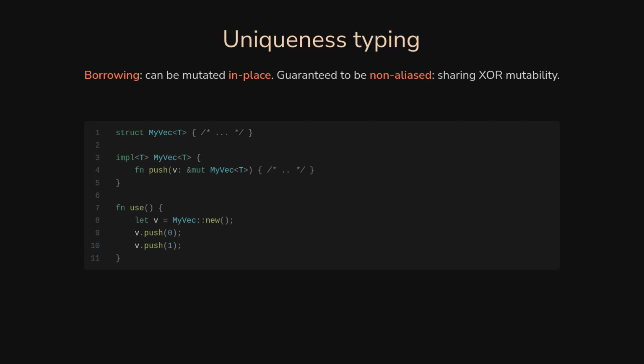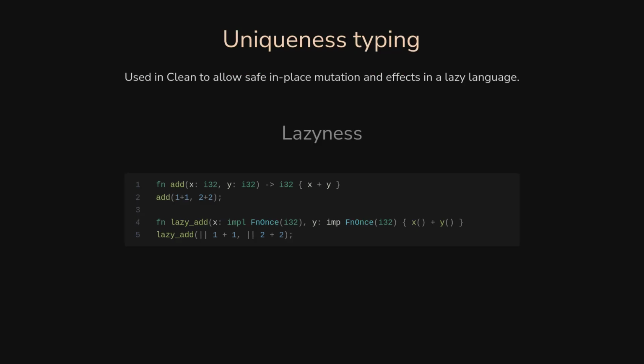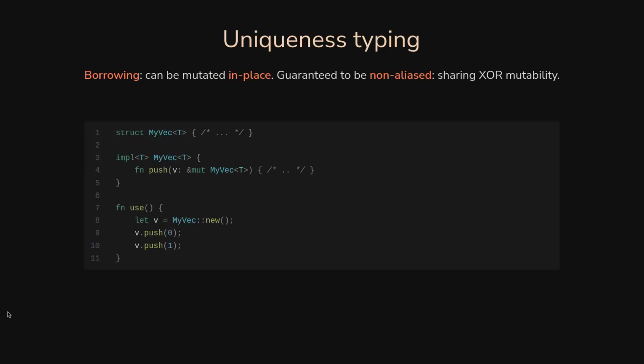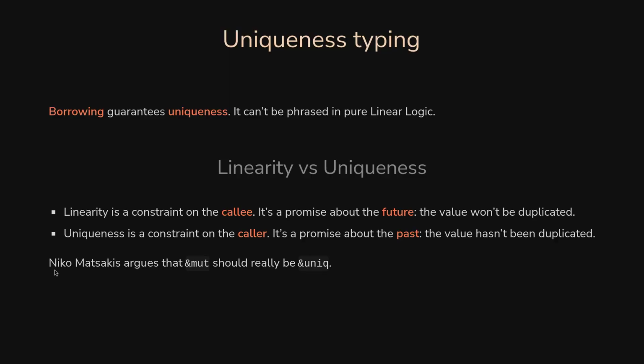So in Clean, a unique type is a type that is guaranteed to not have been duplicated or aliased before. And in fact, this is precisely the guarantee, for example, of mutable borrows in Rust. When you get a mutable borrow to a vector, for example, here to push an element to it, you are guaranteed that nobody else will have an active other mutable reference or immutable reference or whatnot. And so borrowing is really like uniqueness typing.